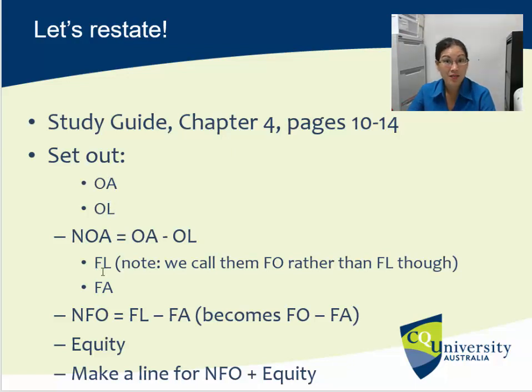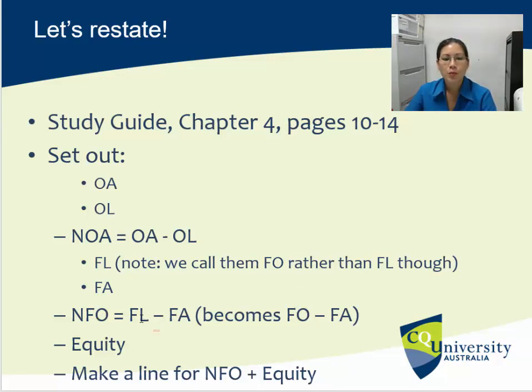Then we're going to do our F section. So we're going to classify financing liabilities, and just to confuse you further, we changed the terminology. We call them obligations rather than liabilities. So it becomes financing obligations, meaning something that we owe or we are obliged to pay. So same concept as a liability. And financing assets, and we take one away from the other again, and we call it net financing obligations. So just remember, financing liabilities becomes financing obligations, okay?